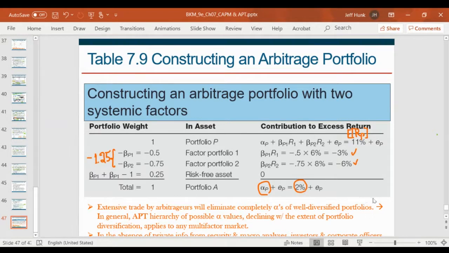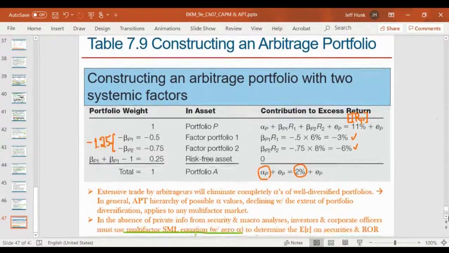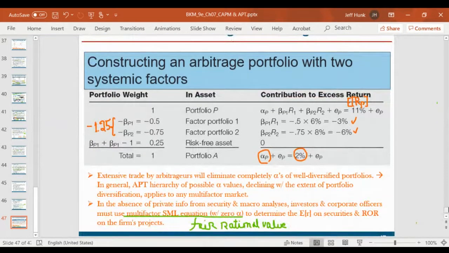Okay, so this is basically how it works, right? So that wraps up everything about the arbitrage pricing model, right? And that will be it for this topic.